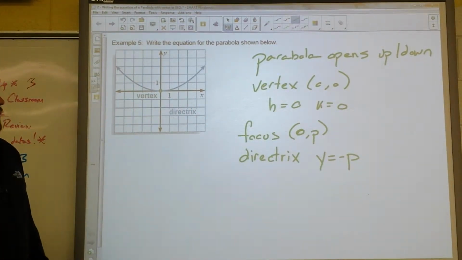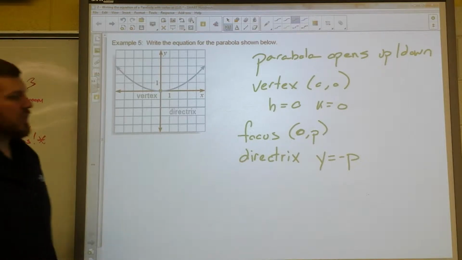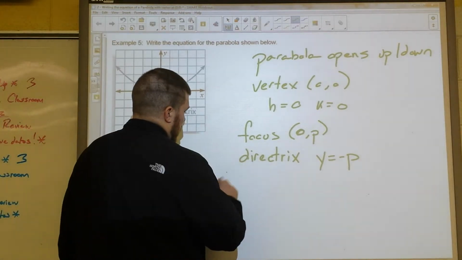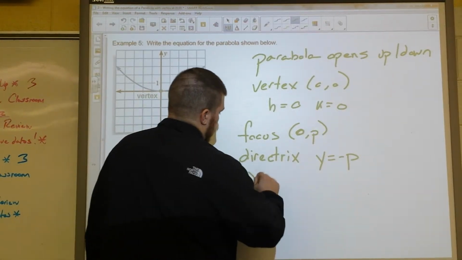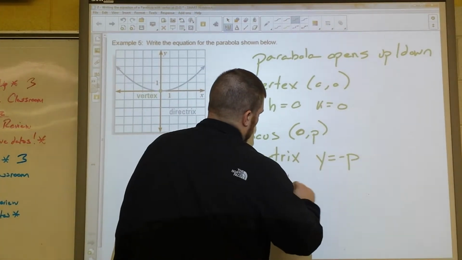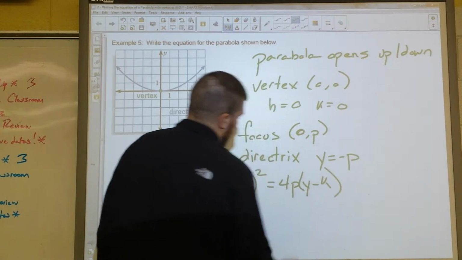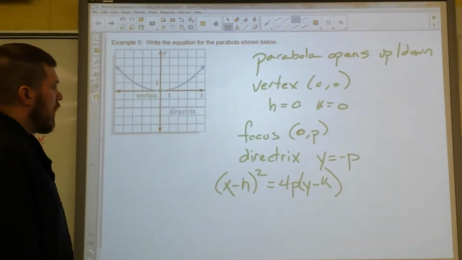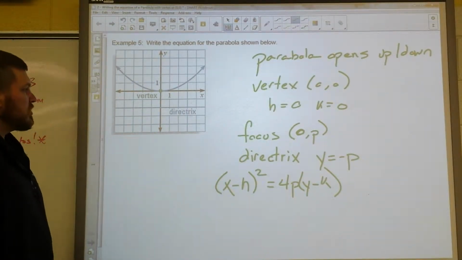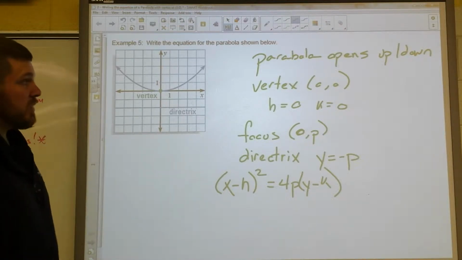Now, we finally know that since the parabola opens up and down, it has the general pattern of x minus h squared equals 4p times y minus k inside parentheses, just like that. Alright, so what we need to do is find p. That's what we need to do.